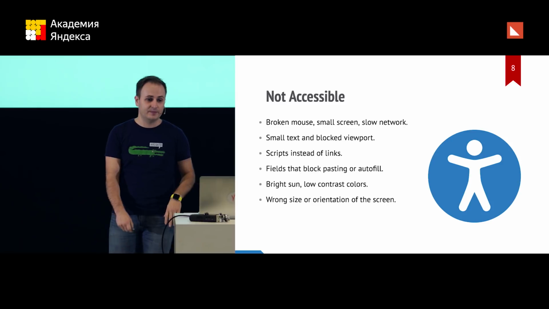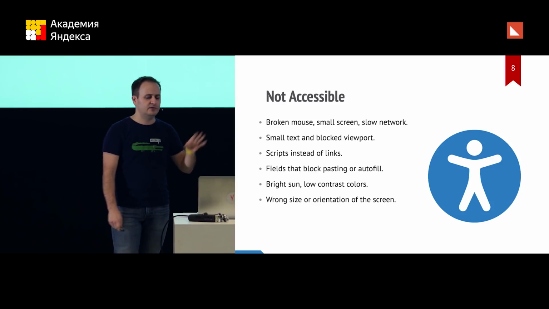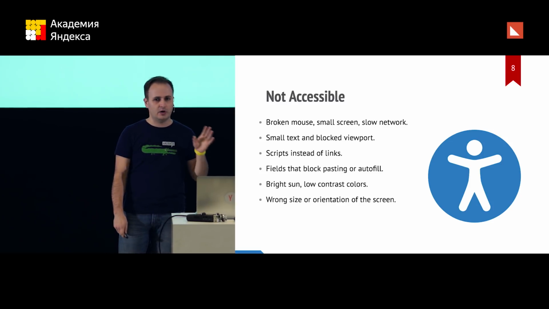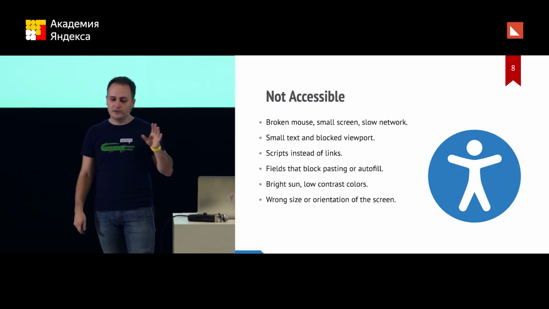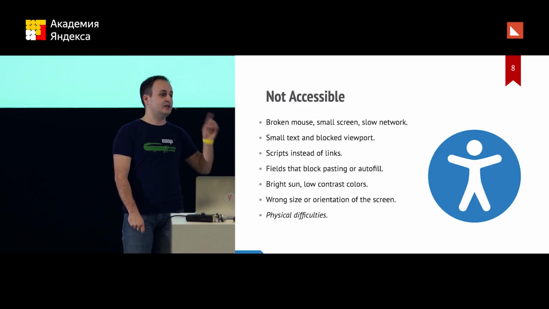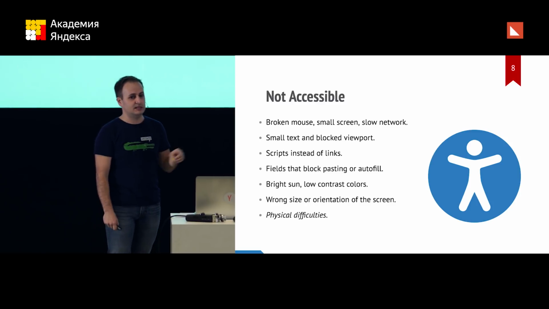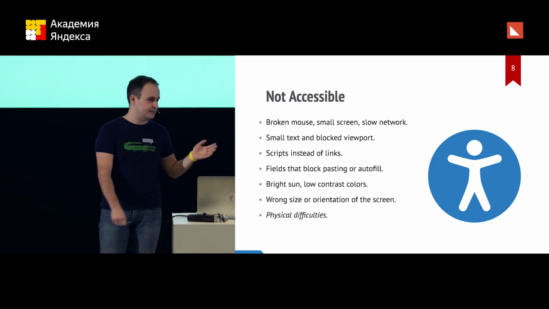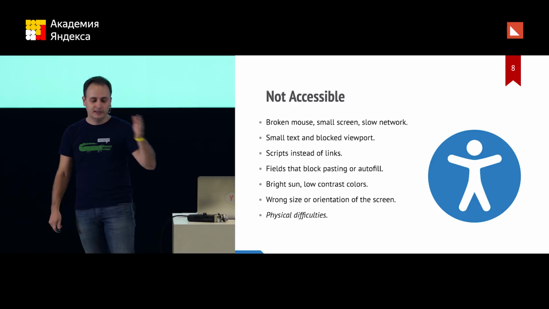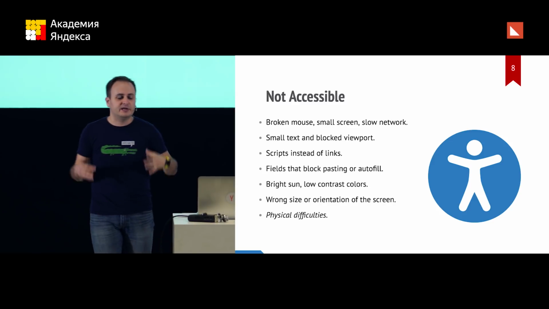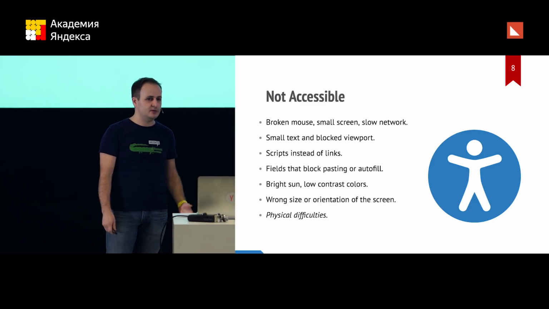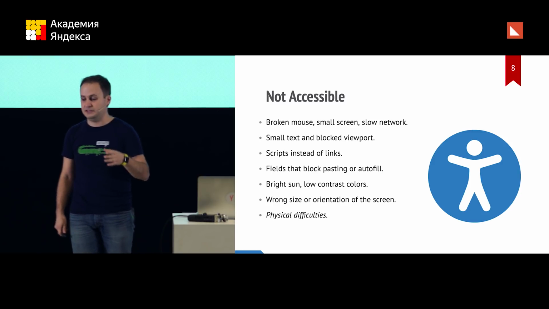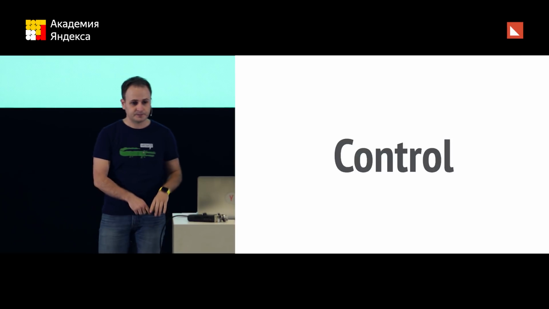Still accessibility. Wrong size or orientation of the screen, many different things make interfaces inaccessible. And you all have to think about it. And at the end of this list stand physical difficulties, like blind people with different specific conditions and everything. So accessibility is a much wider term. So please make sure that your interface is accessible in many, many ways.